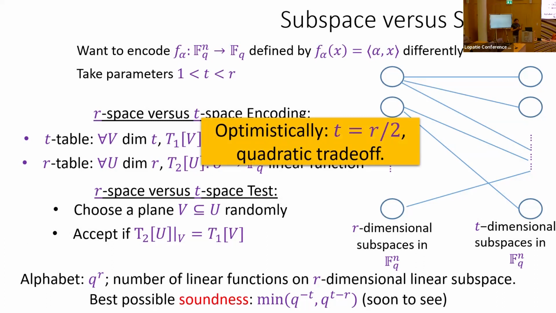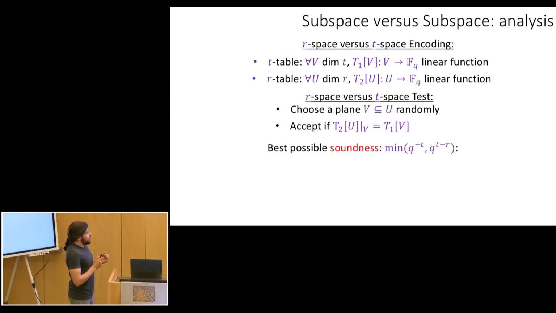And this is the quadratic trade-off that I mentioned earlier. It doesn't matter how we pick the parameters, we're not going to pass this quadratic thing. Now I want to tell you why this best possible soundness is the minimum between these two things. If I want to tell you that it's the minimum between two things, I need to tell you how do you achieve Q to the minus T and how do you achieve Q to the T minus R.